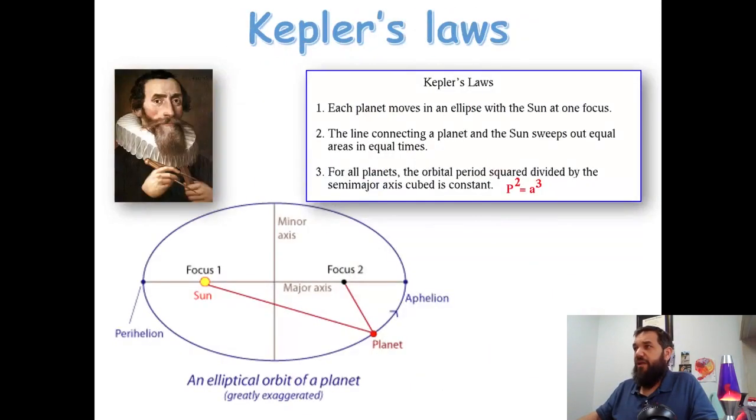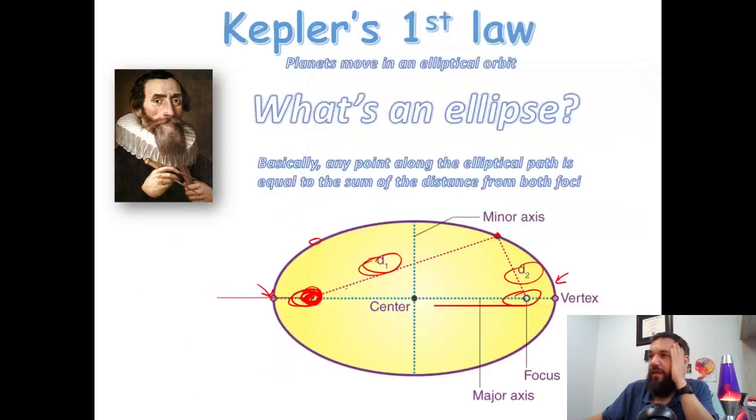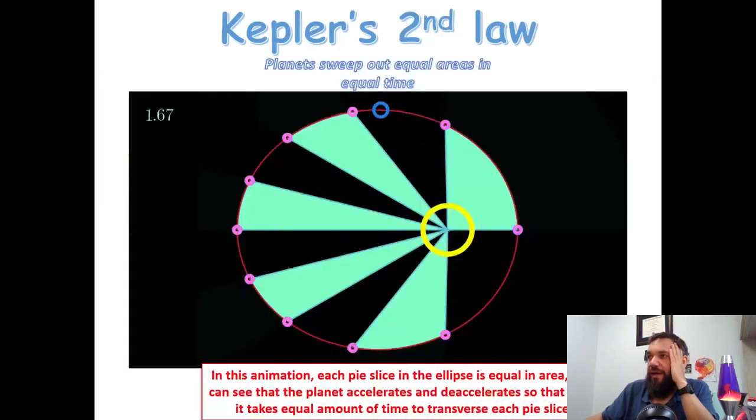Now the second law is really weird too. Sounds strange. Hopefully the first law makes more sense now. I'm reading number 2 right here: the line connecting the planet and the sun will sweep out an equal area in equal time. So I think the best way to imagine this is to look at an animation. I like this animation a lot. It's again showing an ellipse. The red line is an ellipse.